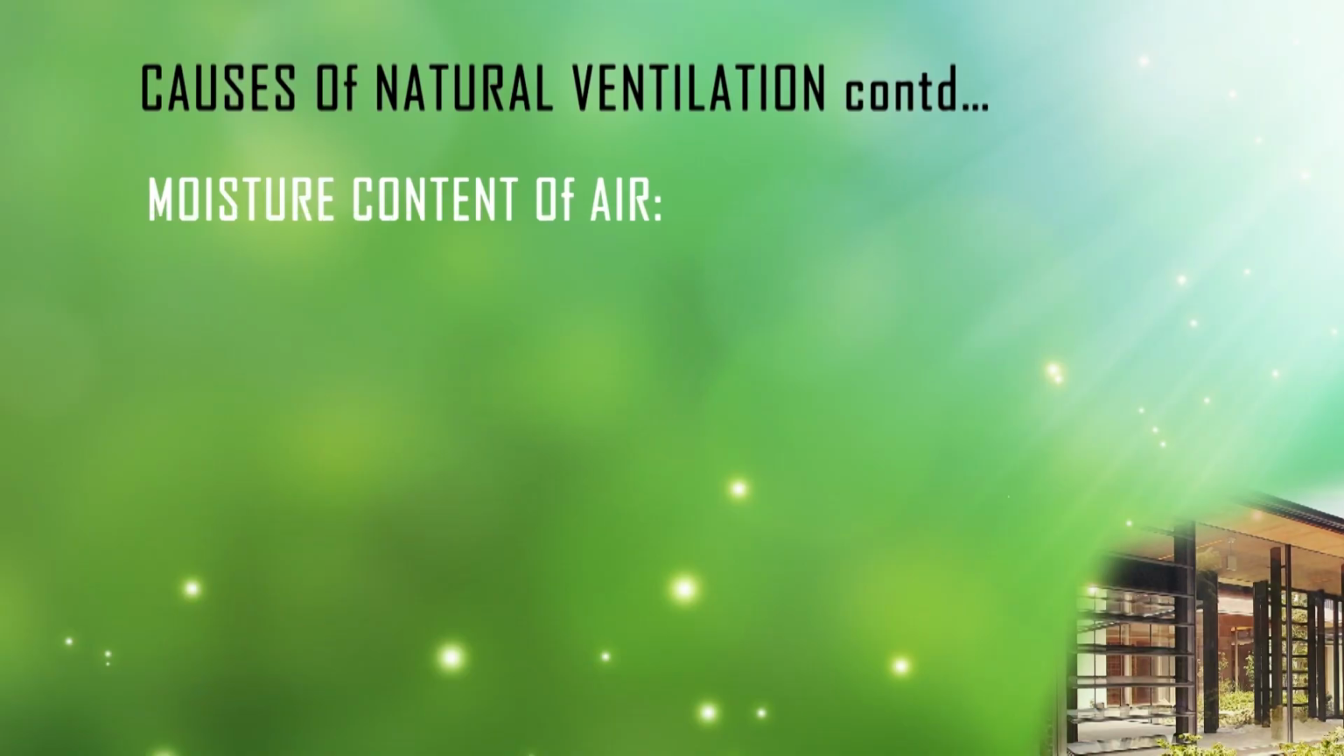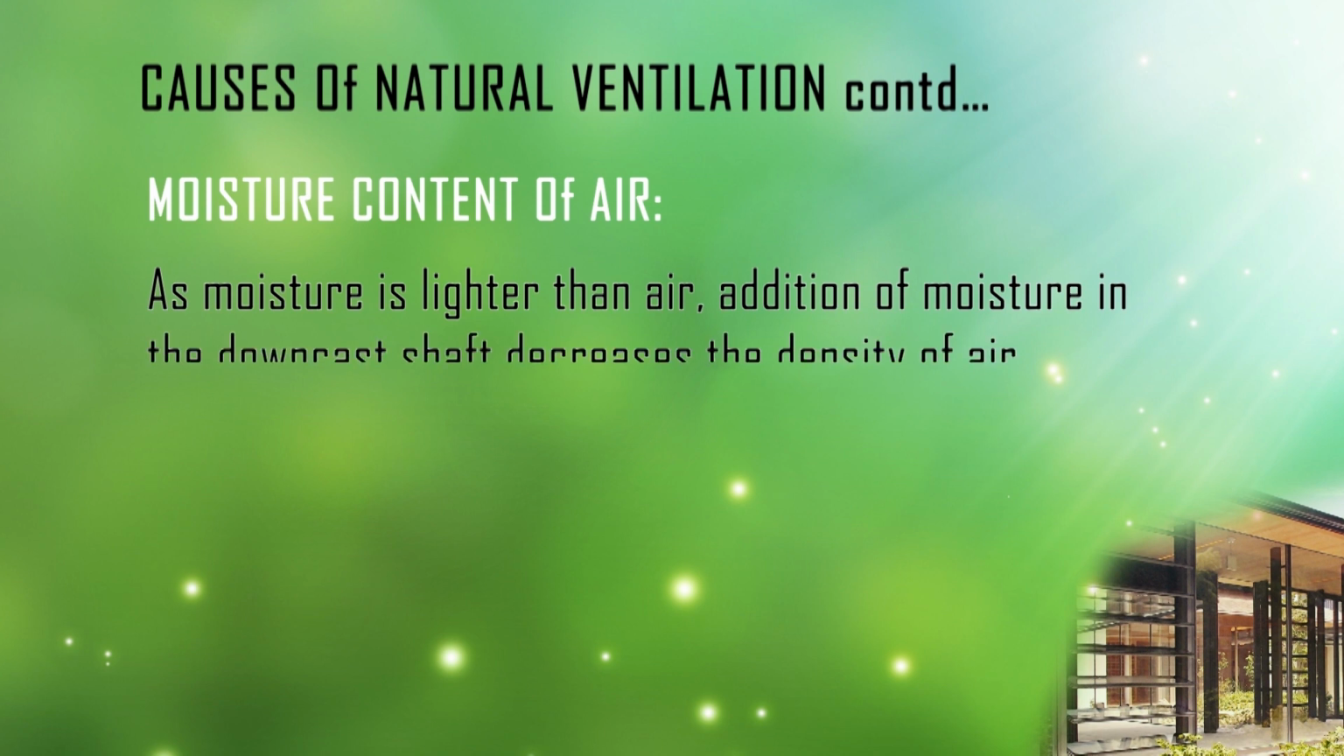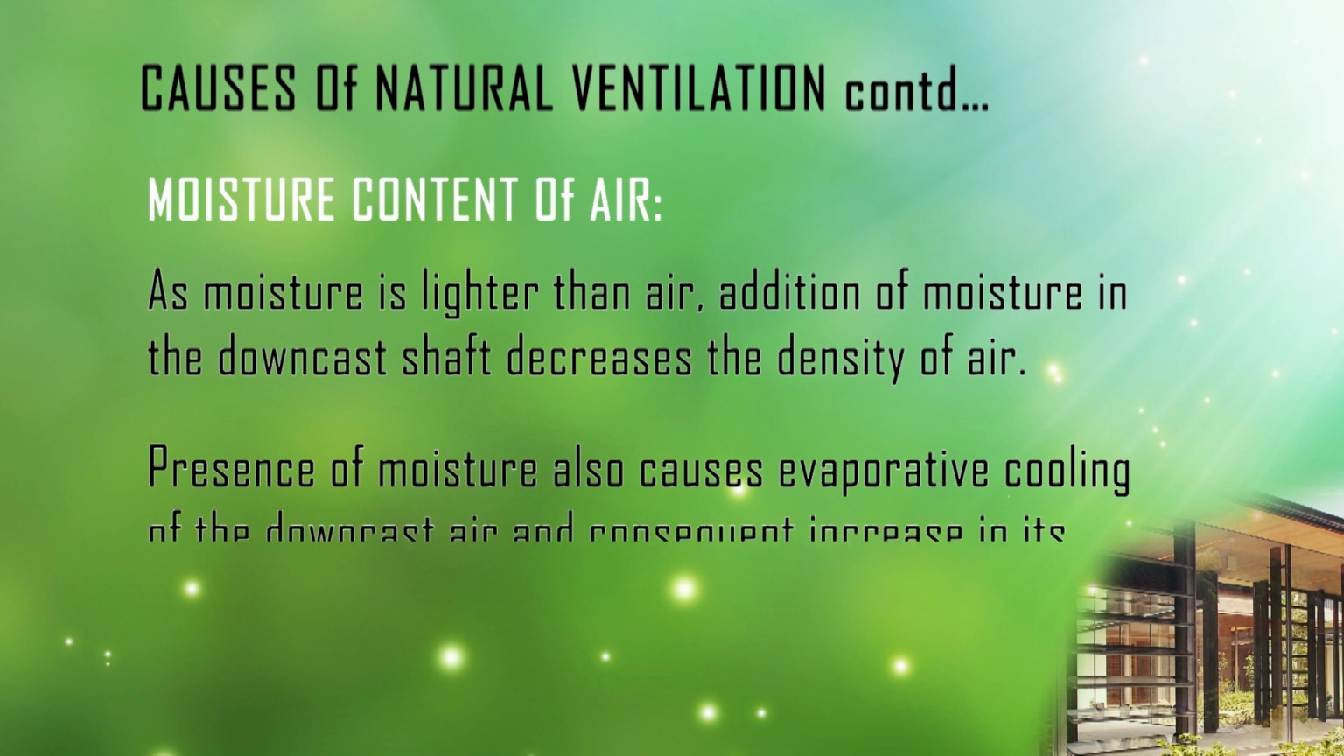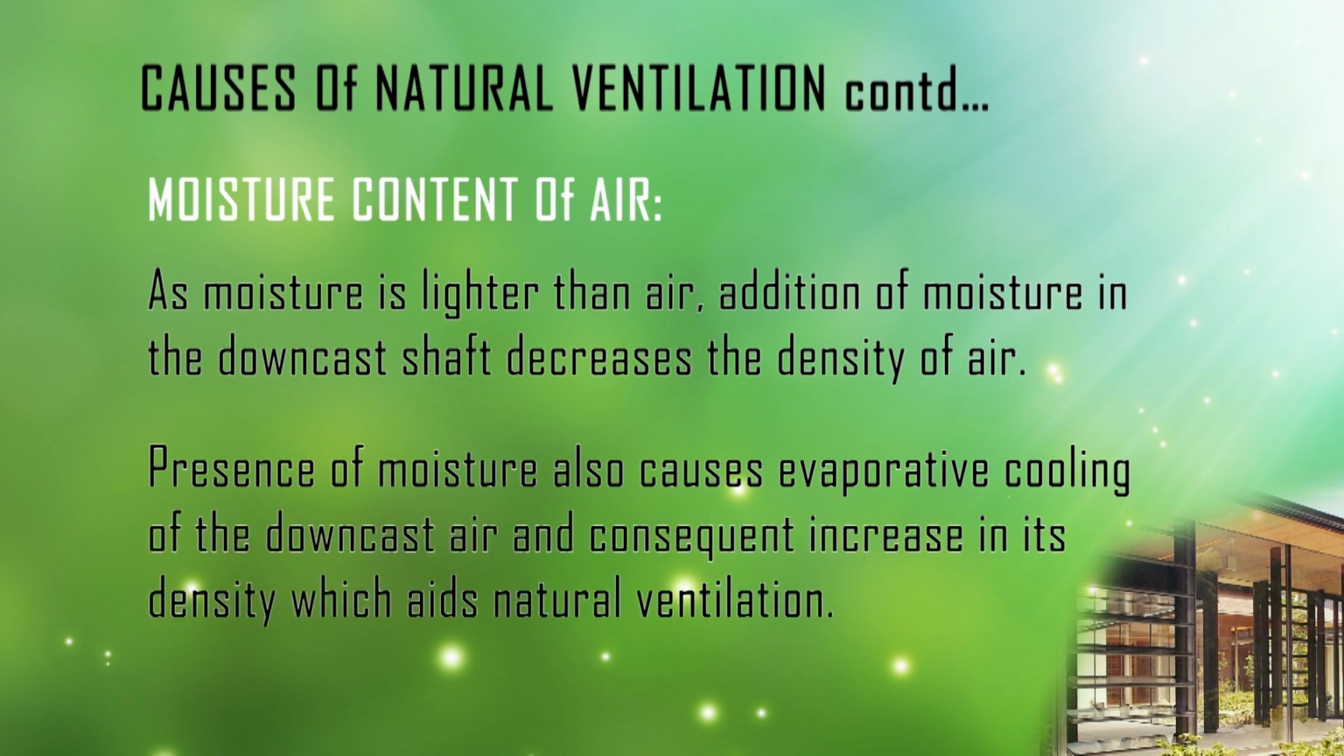Now, come to moisture content. As moisture is lighter than air, the addition of moisture in the downcast shaft decreases the density of air, because moist air is lighter than dry air. Presence of moisture also causes evaporative cooling of the downcast air and consequent increase in its density, which adds to natural ventilation. Basically, moisture content causes a decrease in density, and as density decreases, there is frequent flow of air through the shaft.